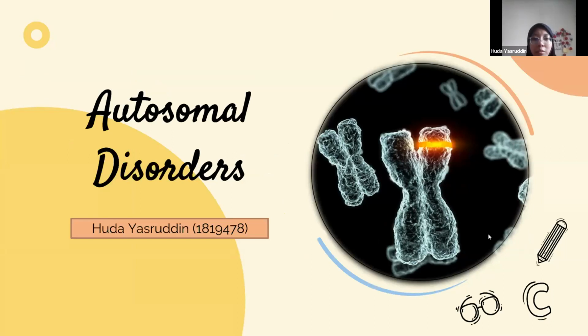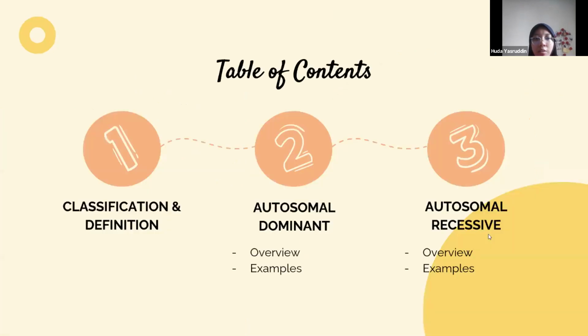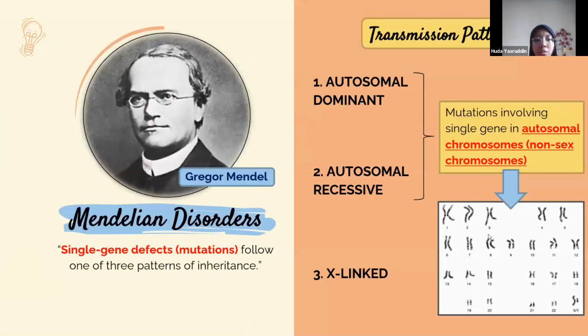Bismillahirrahmanirrahim. Assalamualaikum warahmatullahi wabarakatuh. I'll be proceeding with the autosomal disorders. My name is Rudin, matric number 1819478. This is the outline of my presentation. We will start with the classification and definition, then move to autosomal dominant, and lastly we'll move to autosomal recessive.